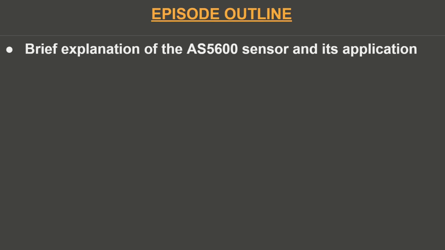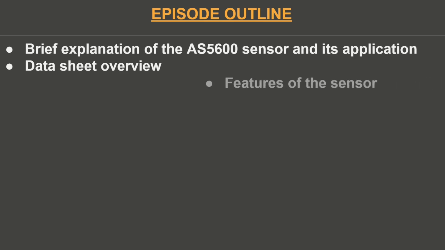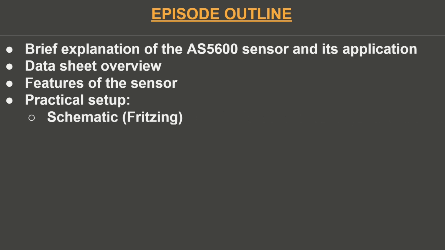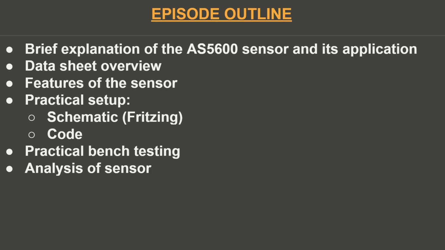We'll have a brief explanation of the AS5600 sensor and its applications. We'll look at the data sheet and give you an overview of a few critical points on that, and we'll look at some of the features of the sensor. We're going to work on a practical setup where we cover the schematic, or a Fritzing diagram in this case, and we'll look at the code to operate this particular sensor. We'll cover it with some practical bench testing so that we can determine if it's suitable for our purposes, and then finally we'll provide an analysis of our findings.